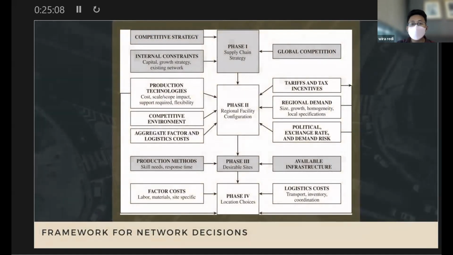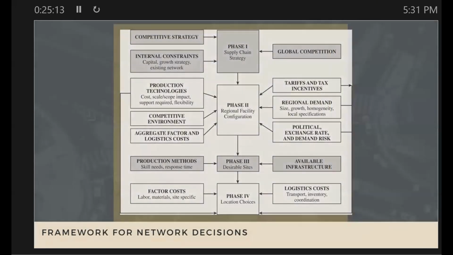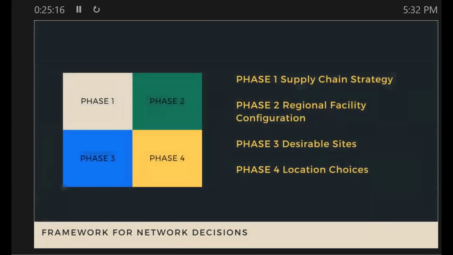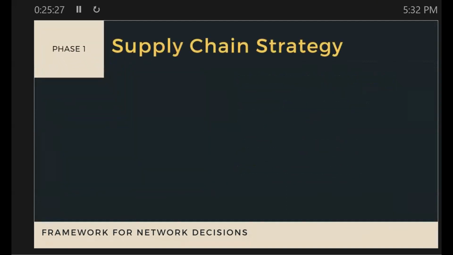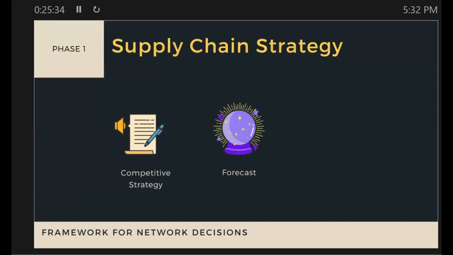So this is the framework of the network decision. It is classified into 4 phases. Phase 1 is the supply chain strategy. Phase 2 is regional facility configuration. Phase 3 is the desirable sites, and the last phase is the location choices. For phase 1, the supply chain strategy, it defines the firm's competitive strategy. Managers need to forecast the likely evolution of global competition, and constraints in capital must be defined to identify whether growth can be accomplished by acquiring new facilities.